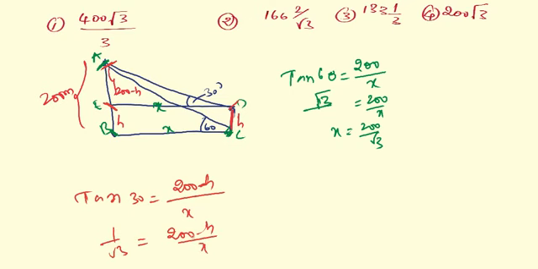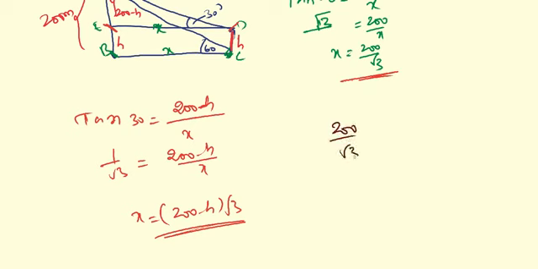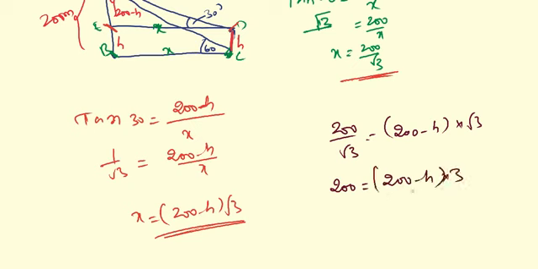So cross multiply, so that you will be getting the value of h, friends. What is x? Cross multiply, x is nothing but 200 minus h into root 3, friends. Here you got the value of x, and here you got the value of x. Now you can equate these two, so that you will be getting the answer. 200 by root 3 is equal to 200 minus h into root 3, friends. So cross multiply, so that 200 is equal to 200 minus h into 3.